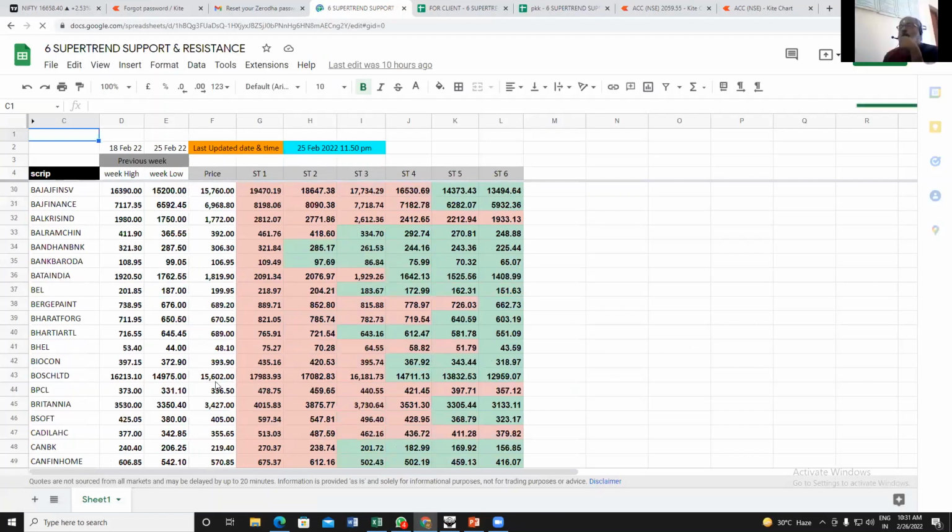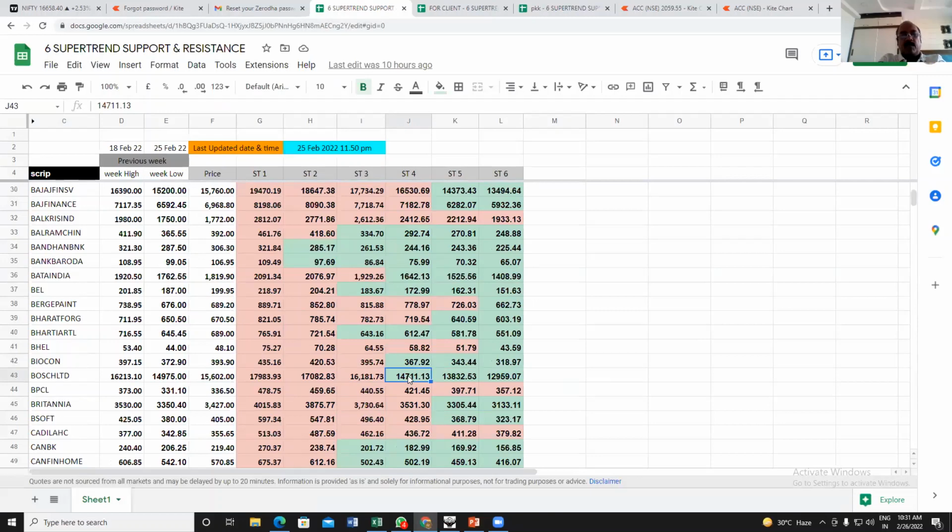Now for this particular script, Bosch Limited, you should say that 16,181 is the resistance and 14,711 is the support. Right. The nearest red and the nearest green, that is your support and resistance. In case of BHEL, resistance is 51.79, support is 43.59.